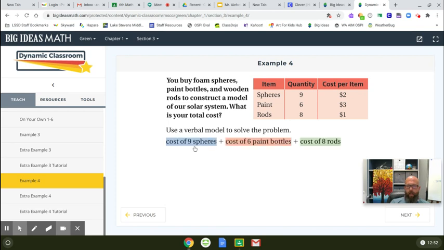So 9 spheres plus the cost of paint plus the cost of rods. 9 times 2, 6 times 3, 8 times 1. And if I'm using PEMDAS, I got to do all my multiplication first, right? So 9 times 2 is 18, 6 times 3 is 18, 8 times 1 is 8. And I add them all together, and I end up with 44.